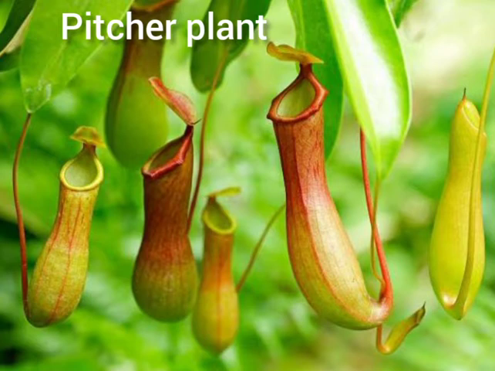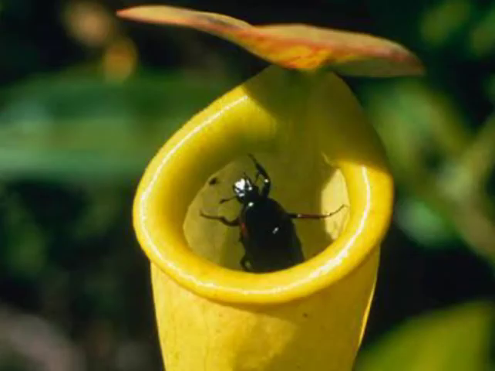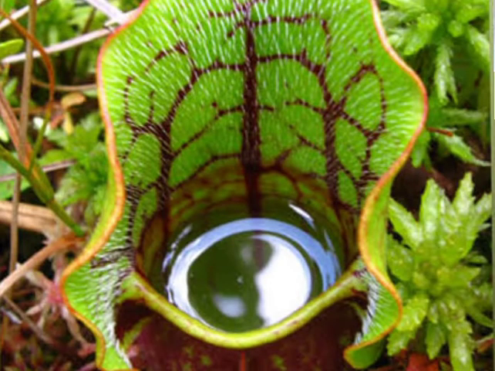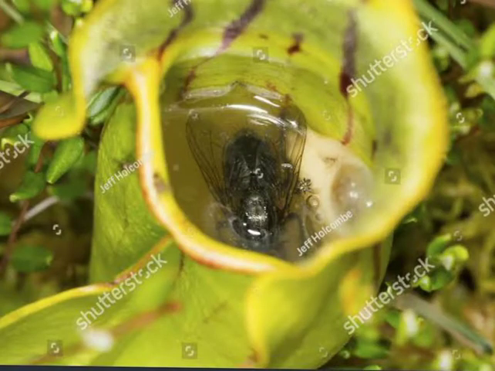Then in the pitcher plant, the leaves are modified into a pitcher-like or jug-like structure. At the top of the jug, there is a lid. So the leaves of the pitcher plant look like a container with a lid. When the insect sits on the top of the pitcher, the lid gets closed and the insect falls into the container. And inside the pitcher or jug-like structure, there is a liquid. This liquid digests the insect.